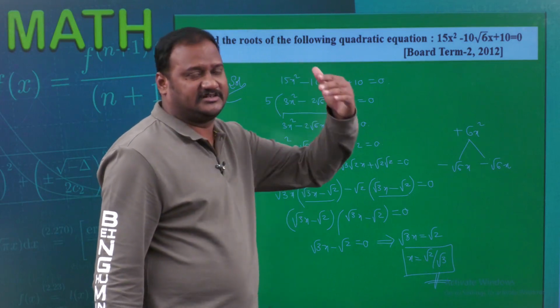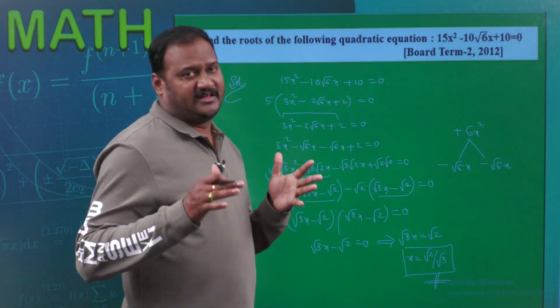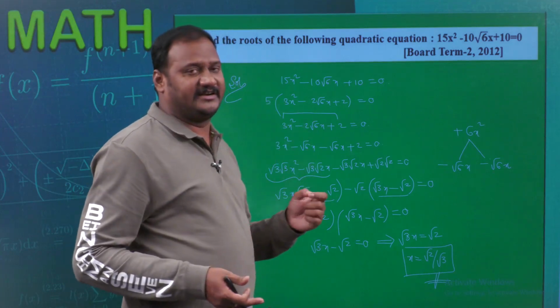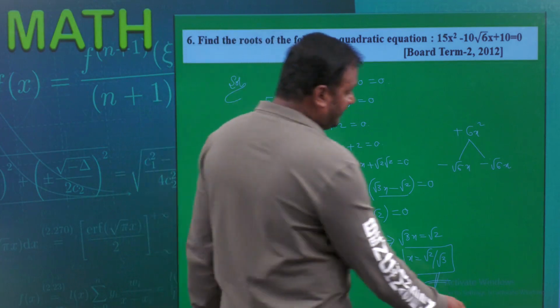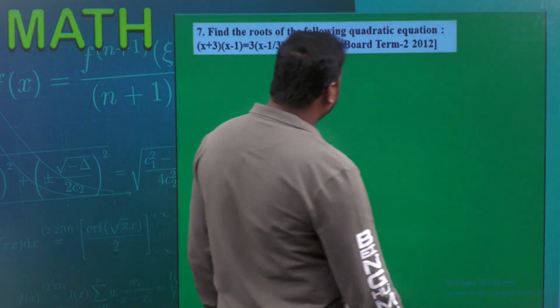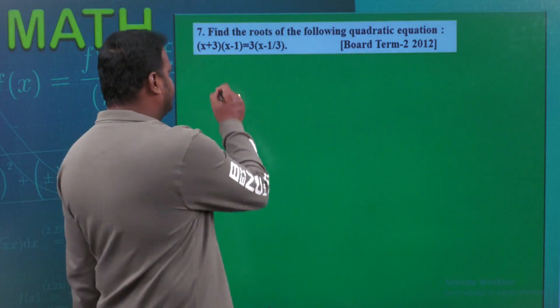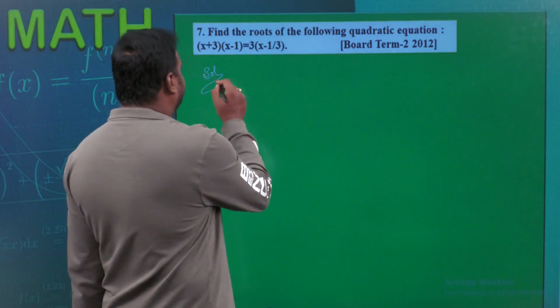But please do not try the formula method instantly. First try to use your brain. So definitely you will get the factors. So this is what about the roots. And next, to find the roots of the following quadratic equation. What is this quadratic equation here?